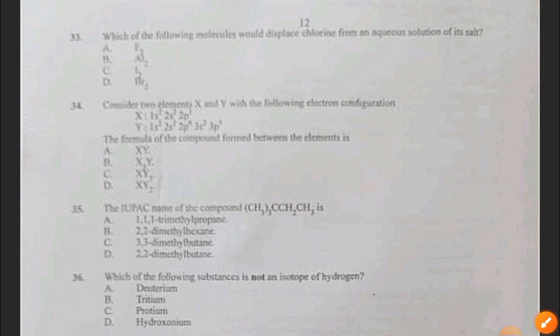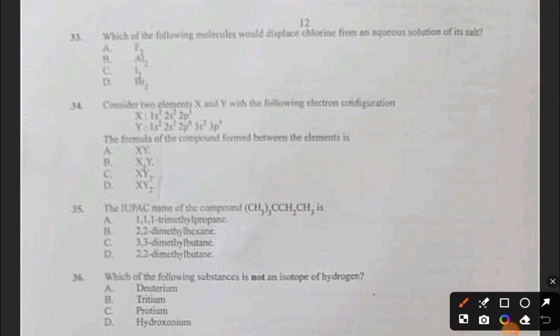Question 34, consider two elements X and Y in the following electron configuration. The formula of the compound formed. So looking at them, we are going to have X3Y. Why? Element X needs 3 electrons to complete its octet, while Y can lose the one to complete it. The answer is B.